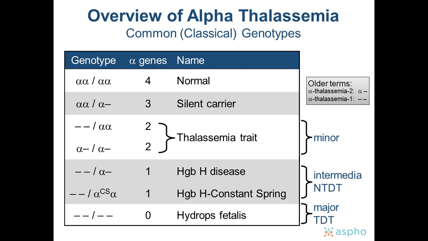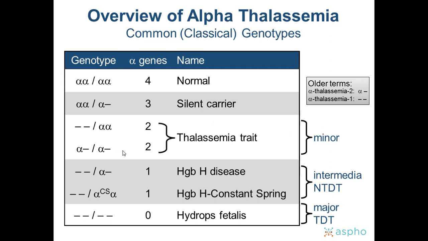Thalassemia trait occurs when there are only 2 remaining normal alpha globin genes. And the 2 classical configurations in which this can happen are shown here, in which we have 2 genes deleted in cis, or 2 genes deleted in trans. And both of these are clinically indistinguishable. You can do a blood count, blood smear, hemoglobin electrophoresis. You're not going to be able to tell the difference. And this is called thalassemia trait or thalassemia minor.